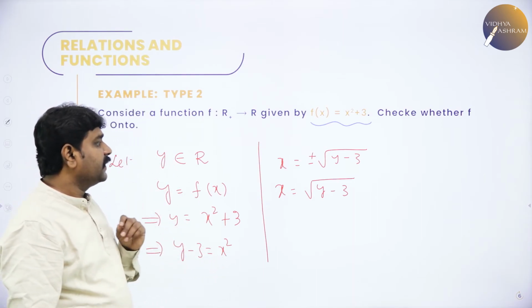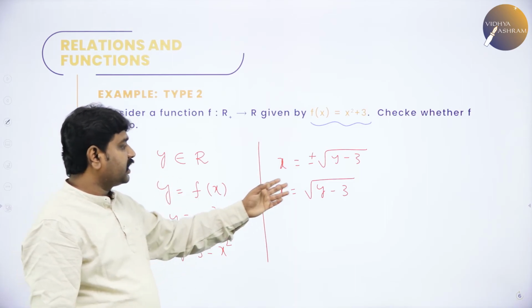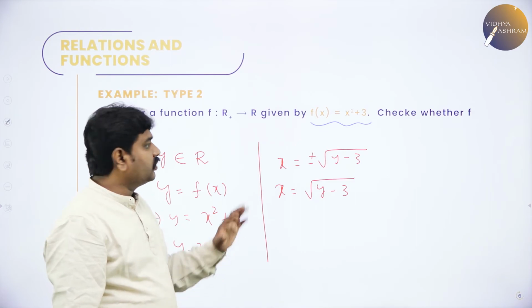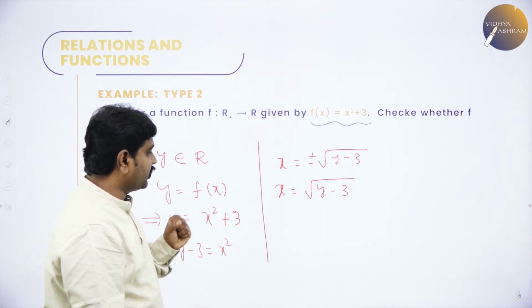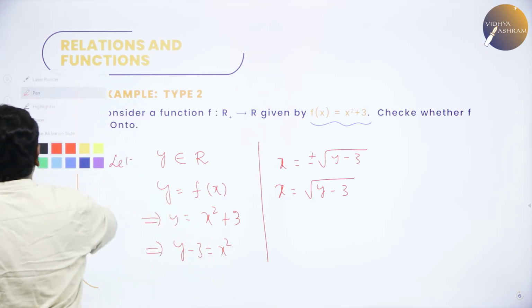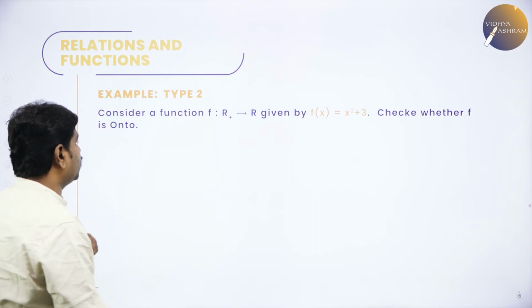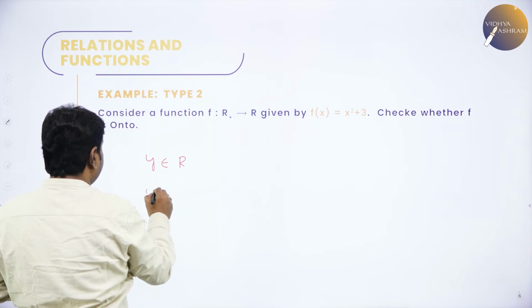Now if you verify, in place of y you can take any real number. So if I take any real number, suppose I take minus 5, I will not get R plus. So this will not become onto. So how to generalize? You take an example. When it is not true, you take an example to disprove. I will take y belongs to what? R.